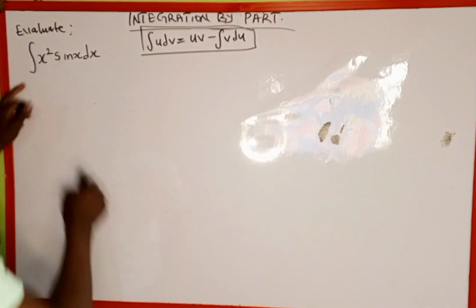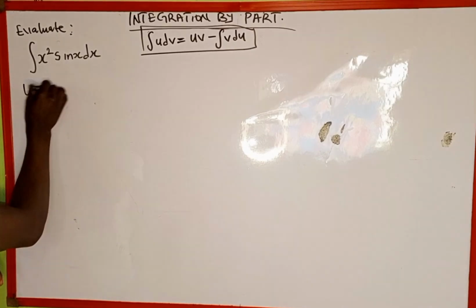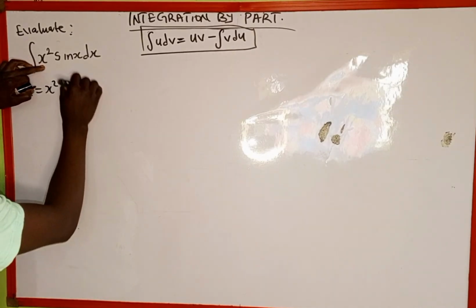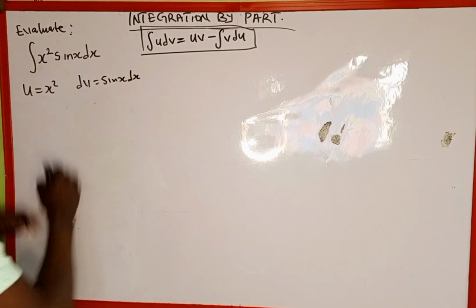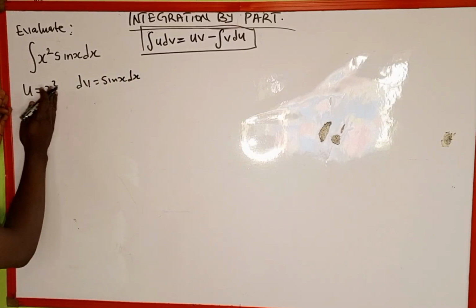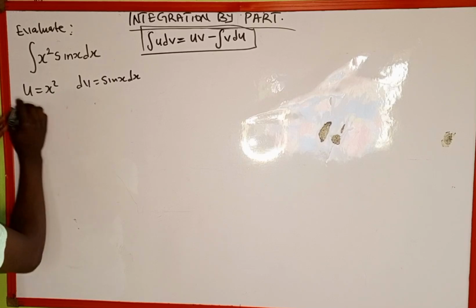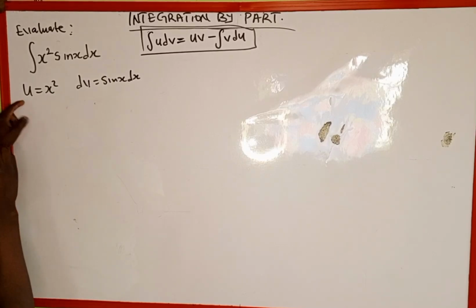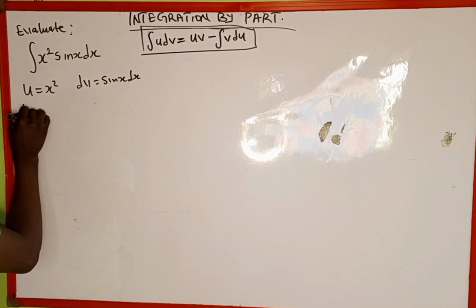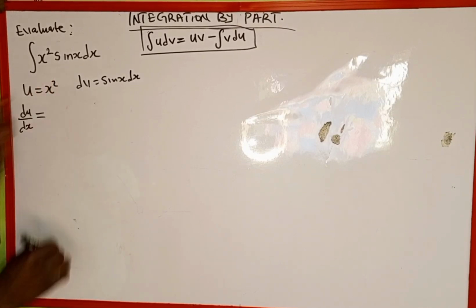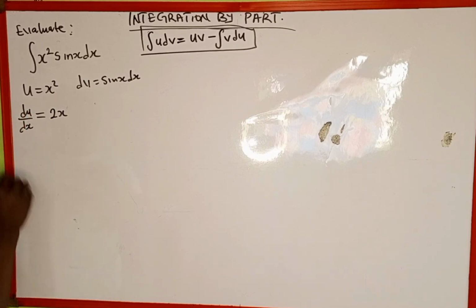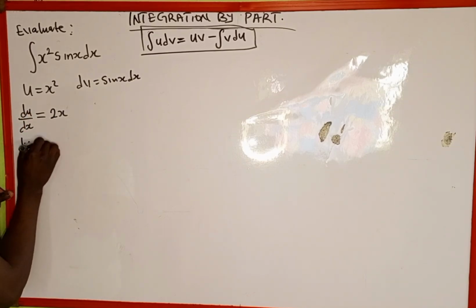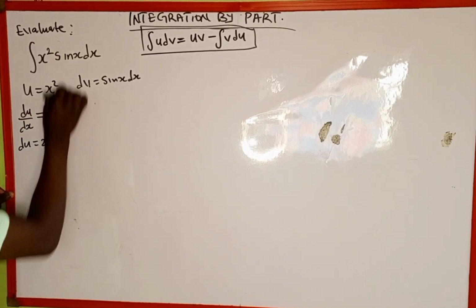So the next thing we're going to do is what? Let u be equal to x to power 2. Then we let dv be equal to sine x dx. Now we are going to differentiate both sides here, derivative with respect to x. Derivative of u with respect to x is going to give us du over dx, which is the same as the derivative of x squared with respect to x, which gives us 2x. Now we make du the subject of the formula. So du is equal to 2x dx when we cross multiply.